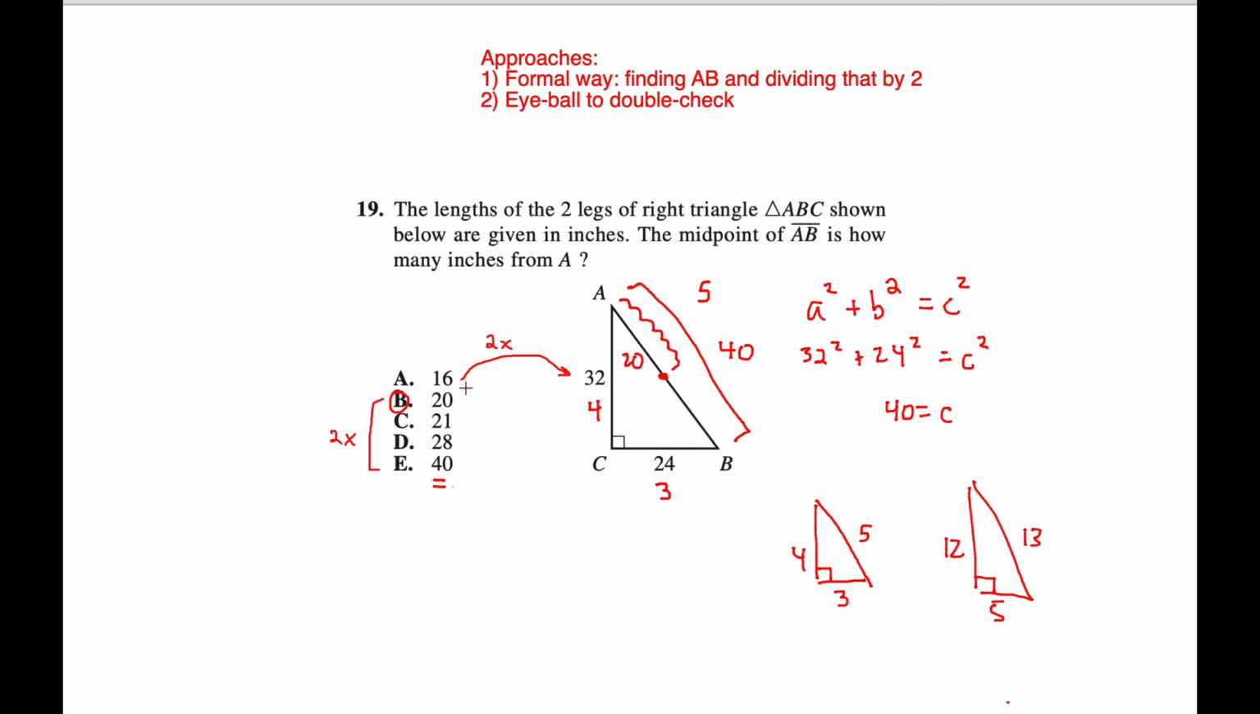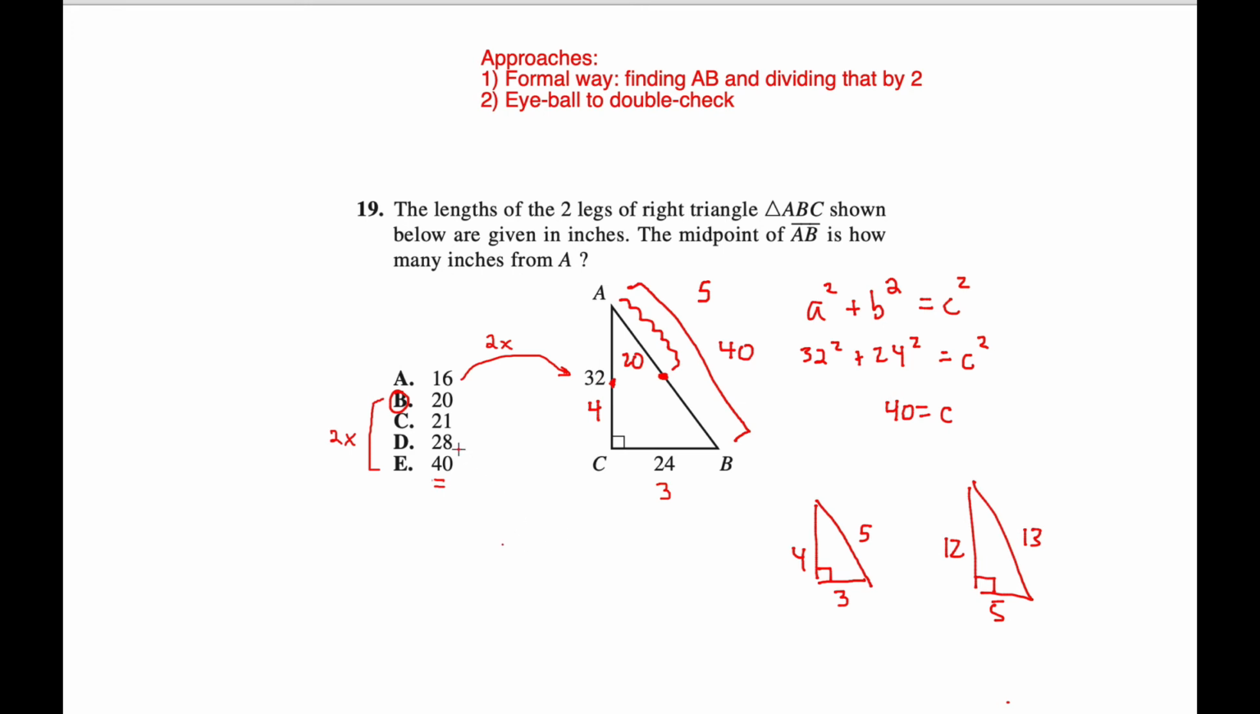We can see a similar thing going on with answer choice A, which would be if we had misread the question and instead of finding the length of the midpoint from A to B, we had found the length of the midpoint from A to C, since we had seen earlier that 16 is half of 32.